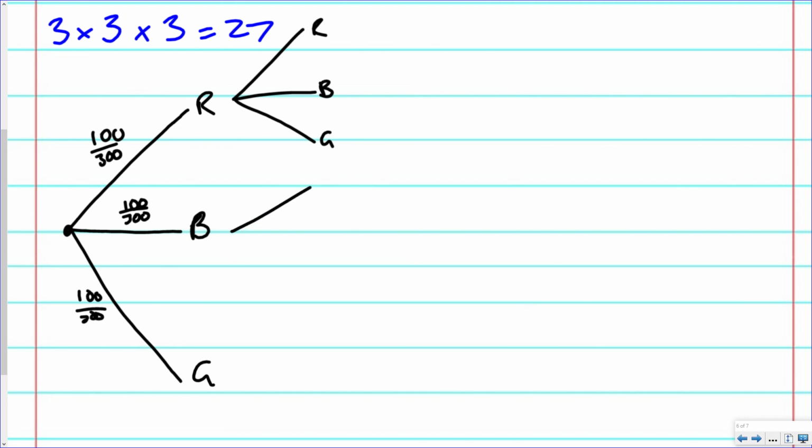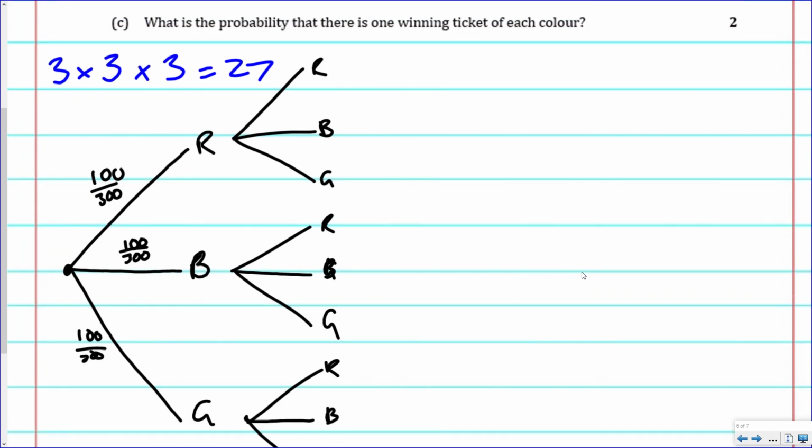If I chose a blue first, I could choose a red, a blue, or a green. I'm going to start to see the problem I'm going to run into in a second. And down here, a red, a blue, or a green. And now on the third draw, and this is where students also found, oh, this is going to be a pain, because now I'm going to have to draw these ones out into red, blue, or green.